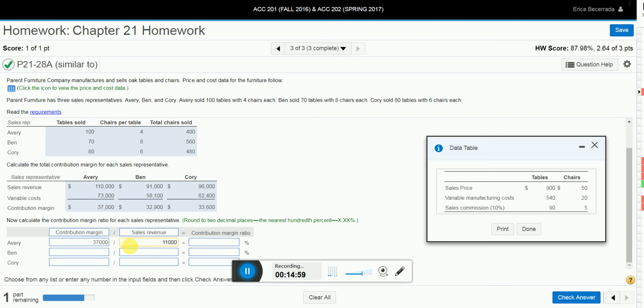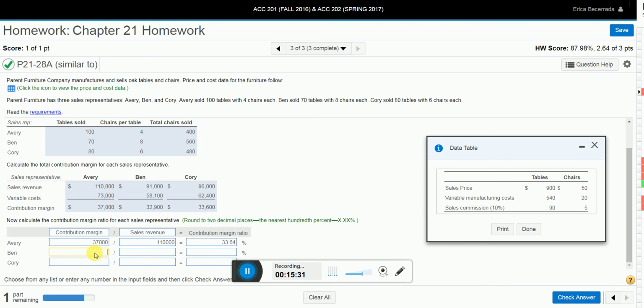So all we're going to do is divide 37,000 by 110,000. And we're going to also round to 2 decimal places. So we get 33.64.